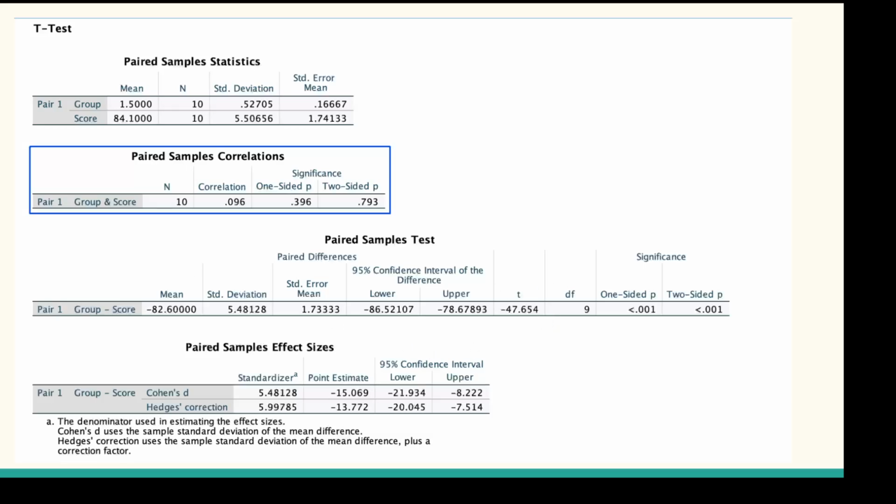And the 95% confidence interval for Cohen's d provides a range of values within which we can be 95% confident that the true effect size lies. So the interval for Cohen's d was from -13.772 to -7.514. And for Hedges' correction, the confidence interval is not explicitly provided, but it would typically be similar to that of Cohen's d, adjusted for the correction.